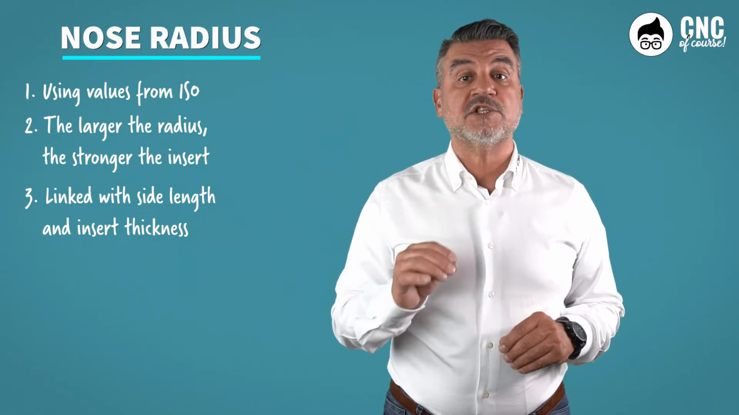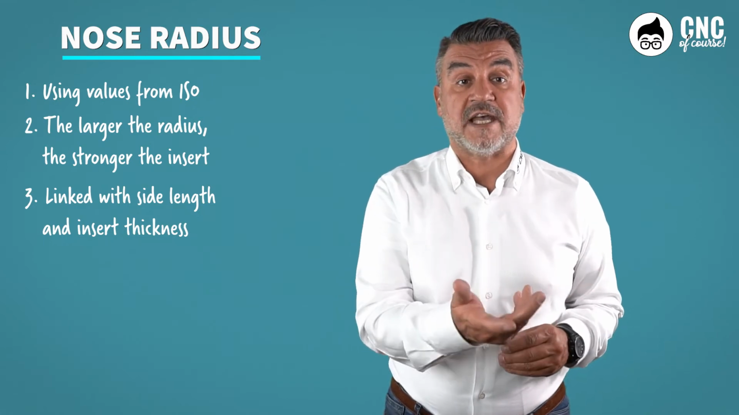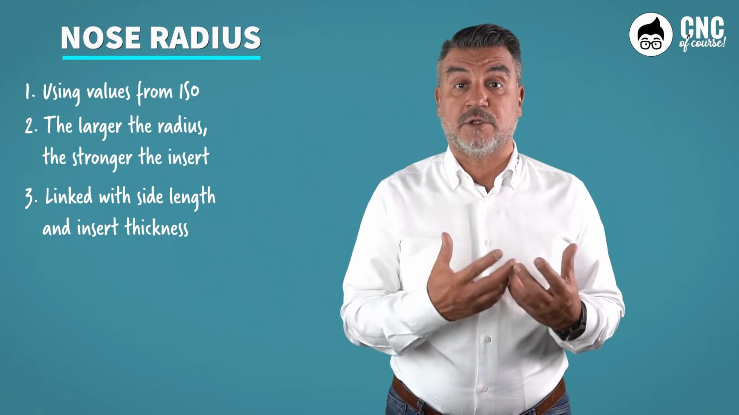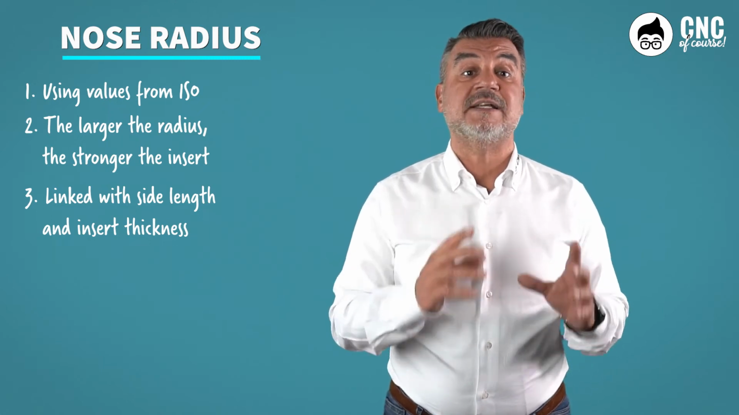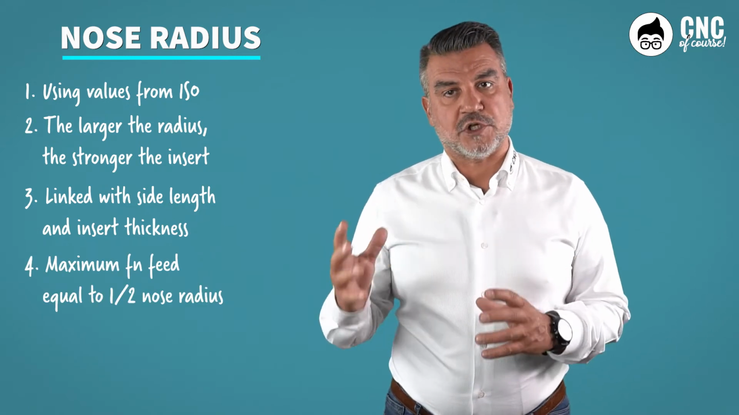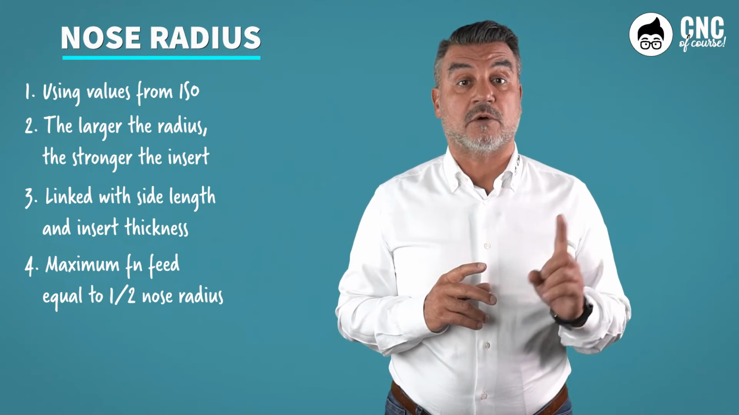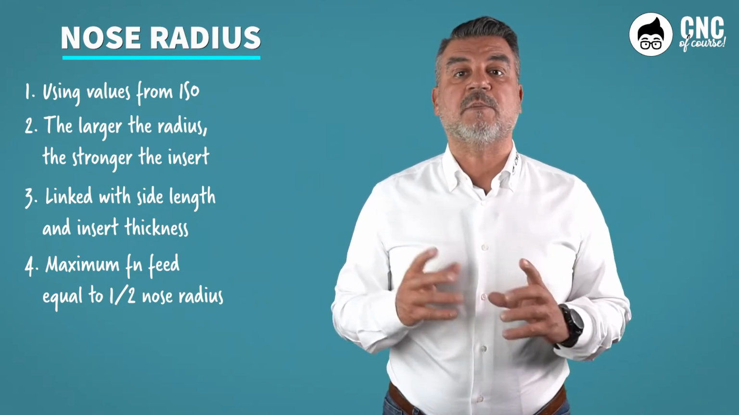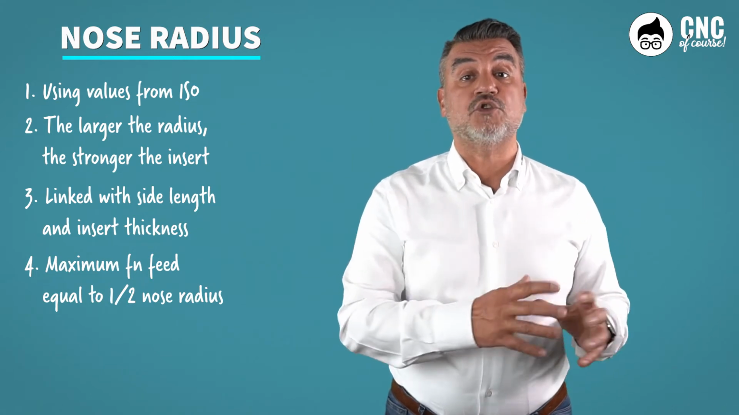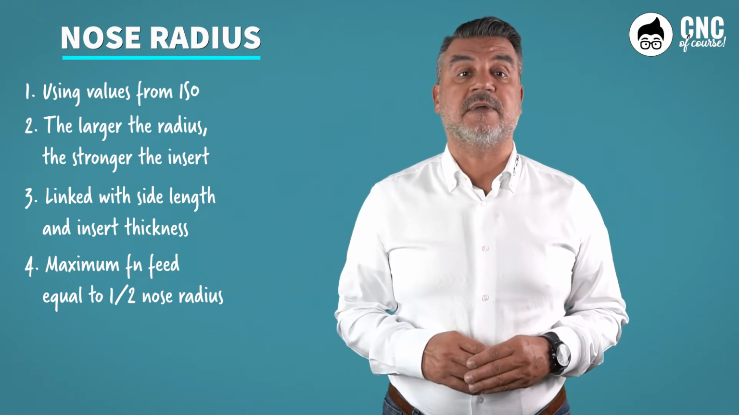As the insert size increases, it is recommended to also increase the insert nose radius, in order to better exploit the increased chip removal possibilities combined with a larger insert size. Number 4. For both roughing and side finishing, the nose radius influences the feed rate. And in this case, we can say that the maximum applicable feed rate is about half the nose radius. We will discuss this later in the lesson on feed selection.